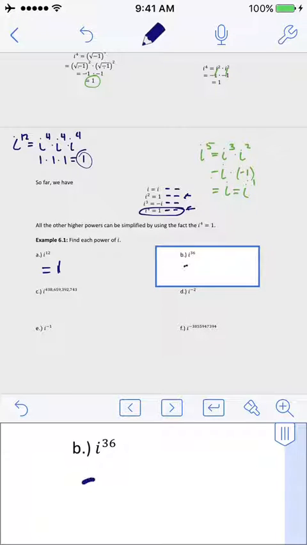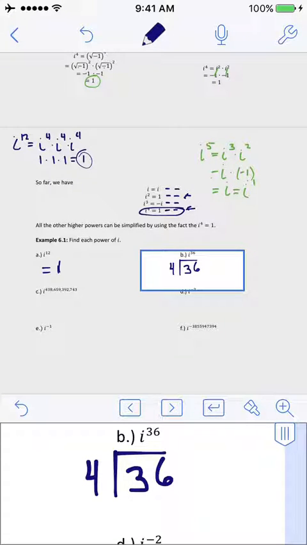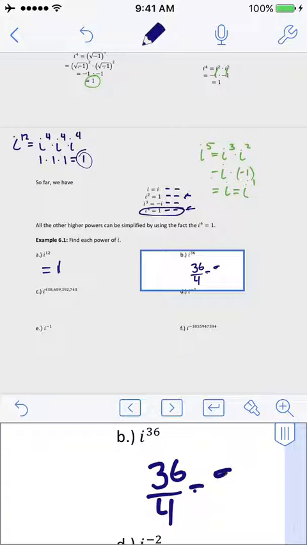So let's try it on 36. 36 divided by 4, let's do that by hand. 36 divided by 4, I can't. That's just 9. Just kidding, we'll do that on the next problem. 36 divided by 4 is going to be 9. That doesn't mean it's in the 9th spot.